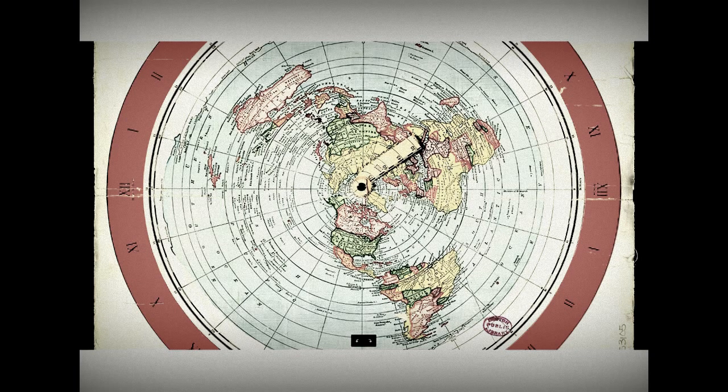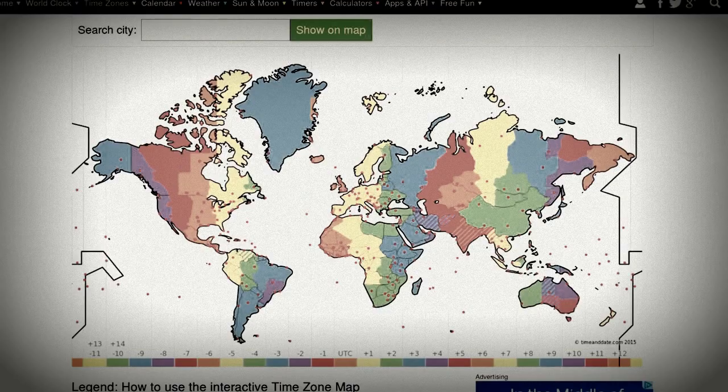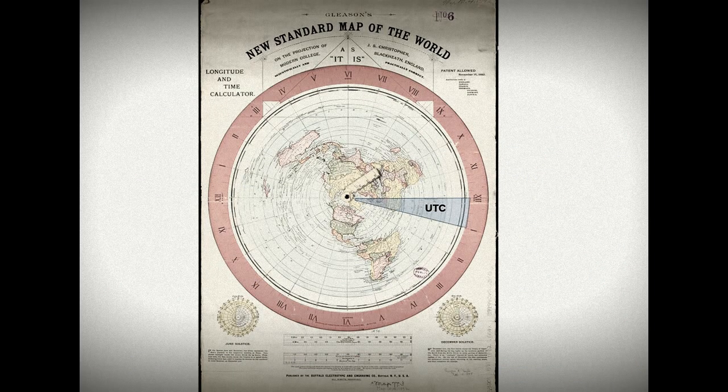Even the time zones make perfect sense on this map. So this is the representation of the time zones that they give us. Does this make any sense to you? Or does this make more sense? The hours on the clock are the different time zones. Everywhere you look on this map, everything we need to know about the world we live in is right in front of you.